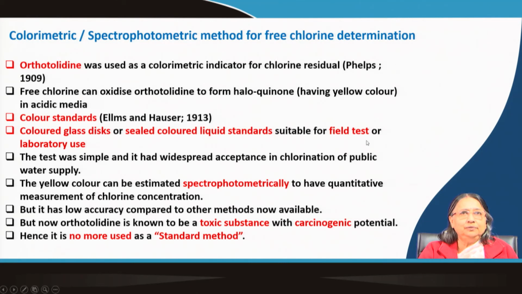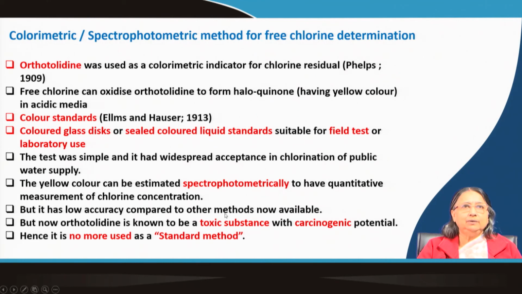These are very much used for field tests, because in the field you cannot carry the instrument, only the test kit is very good to carry. Small kit, you just go there, you mix it there on the spot and then you compare it with the disc or with the standards, it is easy. But it can be estimated spectrophotometrically also to have quantitative measurement of chlorine concentration. Same method, but you can extend it towards spectrophotometry.